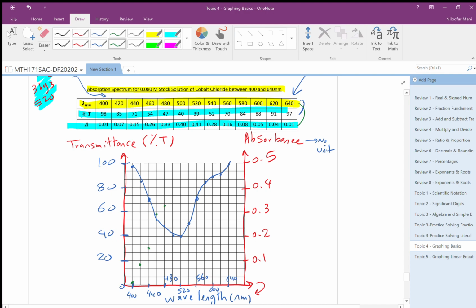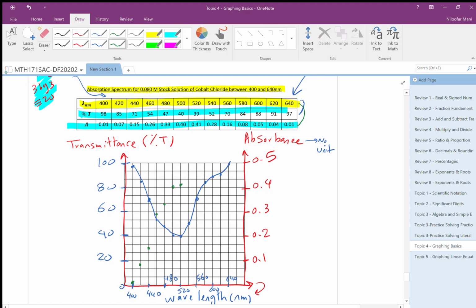Yes, almost here, because it goes 3 by 3, so it's almost that. And so 0.33 means almost exactly 1/3. Okay, and then you do 500, so 0.4 means this, and then 520, 0.41, so a little bit up.